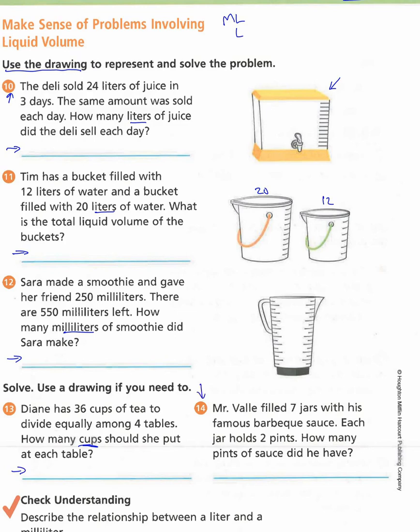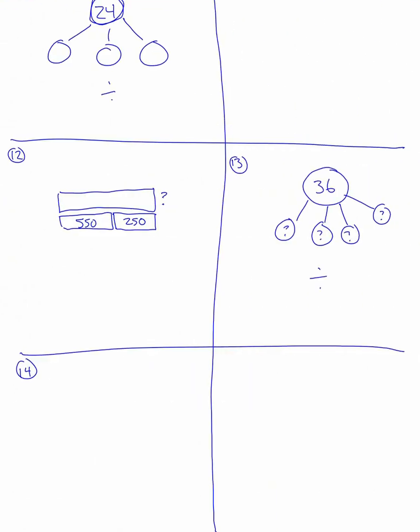Okay, number 14. Mr. Valle filled 7 jars with his famous barbecue sauce, and each jar holds 2 pints. How many pints of sauce did he have? So 7 jars, and each one is going to hold 2 pints. Just go back over here to our drawing. This is number 14. So 7 jars. Here's our model. 1, 2, 3, 4, 5, 6, 7. There's our 7 jars. Each one holds 2.